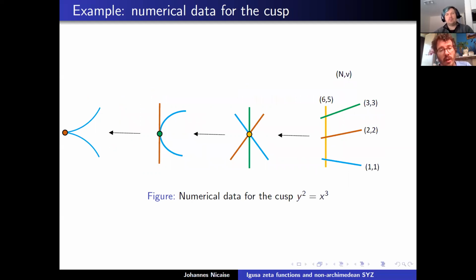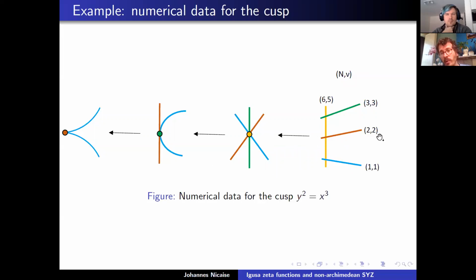And on the picture, I've computed these numerical data in the example of the cusp singularity. So we have our blue curve. This is just a strict transform of the original cusp. So since it's a strict transform, our log discrepancy is equal to 1. This component does not appear in the relative canonical divisor. And then for the other components, the log discrepancy goes up in every step of the blow up.